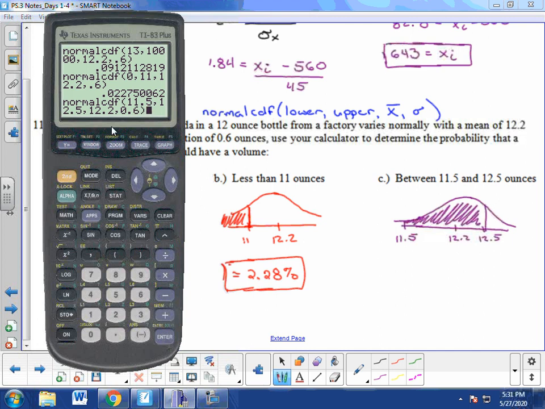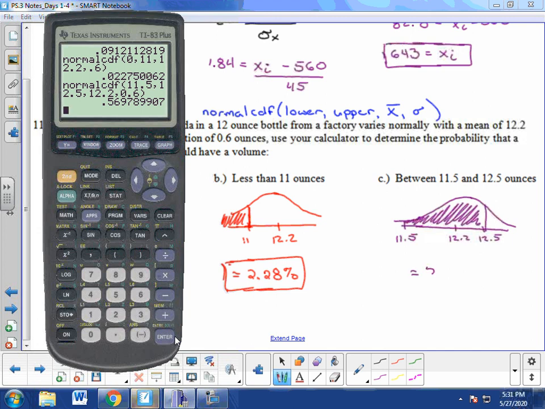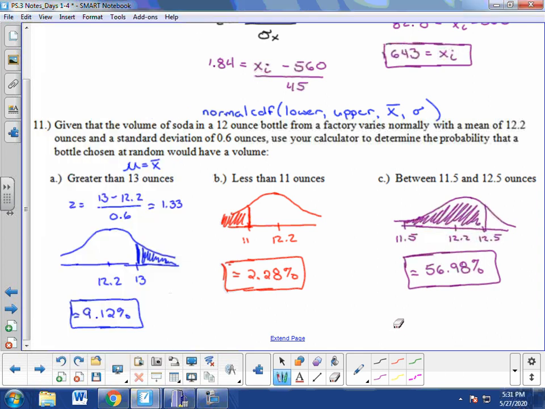And close those parentheses. So here we don't have to worry about percentages, or how many standard deviations we are from the mean. We can just take those given data points and type that in and calculate. And we get that approximately 56.98% of the soda bottles are going to have between 11.5 and 12.5 ounces in them. So this is a way to establish a population proportion using normally distributed data and the calculator to come up with those percentages.